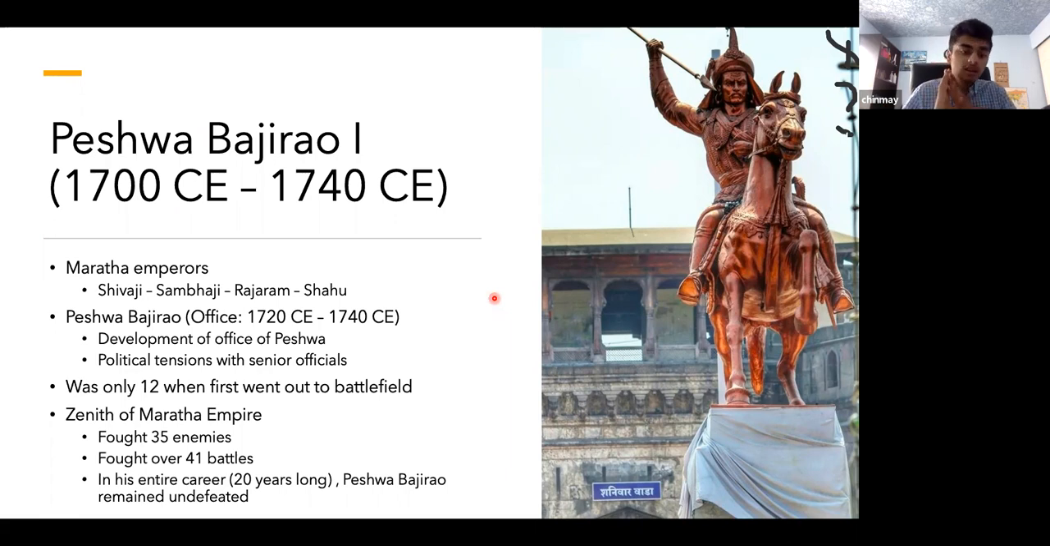He fought over 41 battles. And in all these enemies and battles, he did not lose a single time. He was undefeated his entire career. He never knew defeat, just like Krishna Devaraya and Samudragupta and a few others in Indian history.